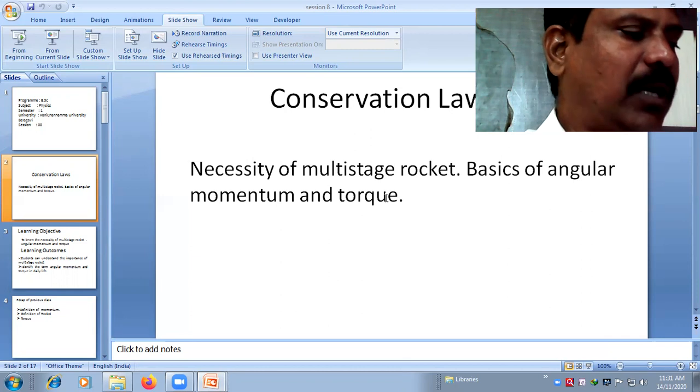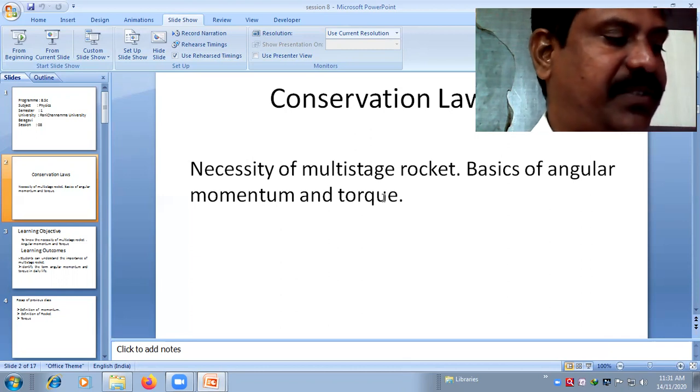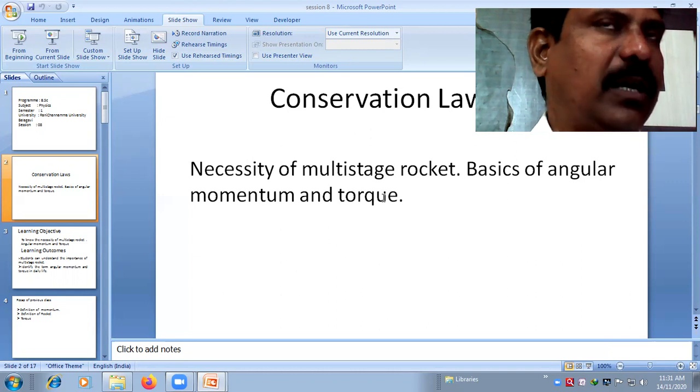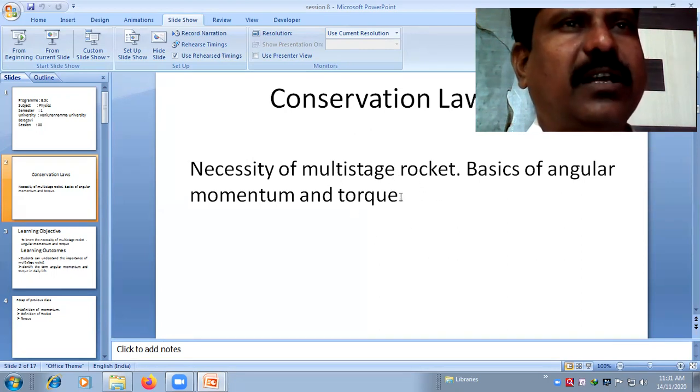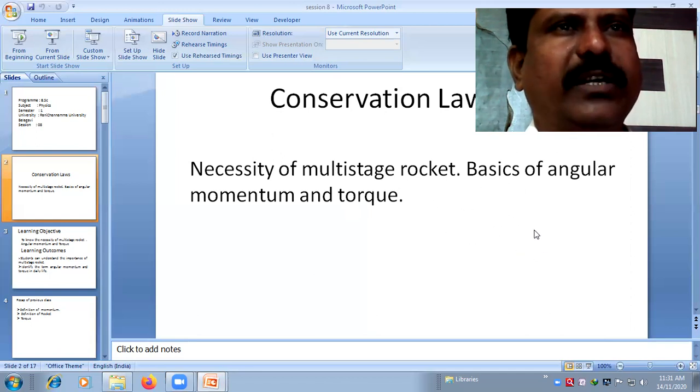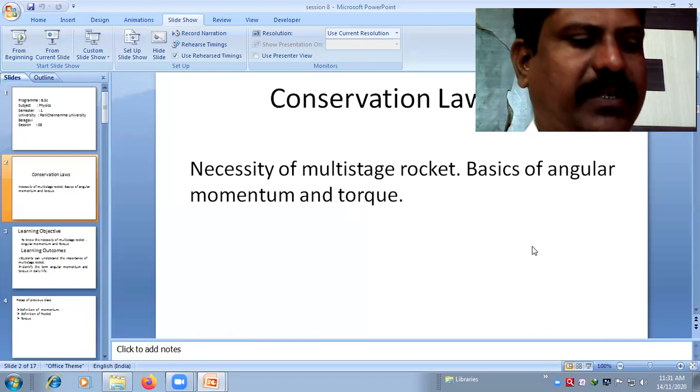Here, the rockets are combined together in a series, two or three or more. You can go on constructing, you can combine any number of rockets in one series. Those we call multi-stage rockets.